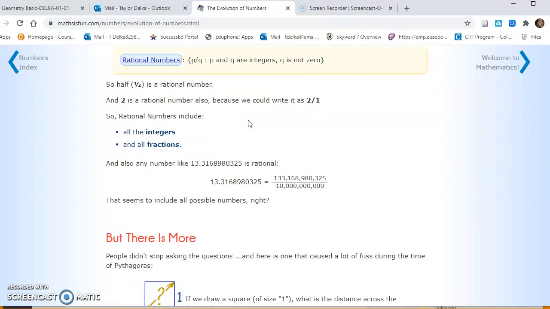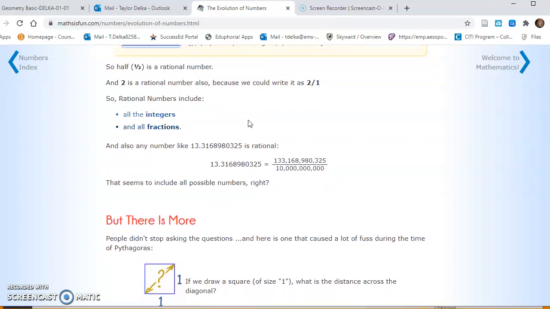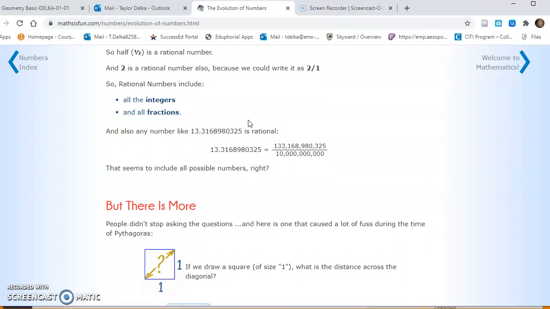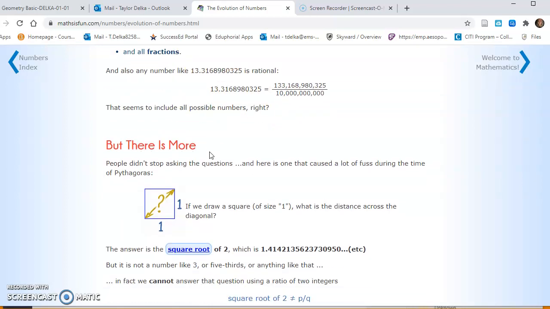So then half is a rational number. 2 is a rational number also, because we could write it as 2 over 1, which is just another way to write 2, but in fraction form, any number over 1 is that number. So here's an important thing. Rational numbers include all integers and all fractions. And also any number like this one, 13.31689880325, is also rational. And it seems to include all possible numbers.